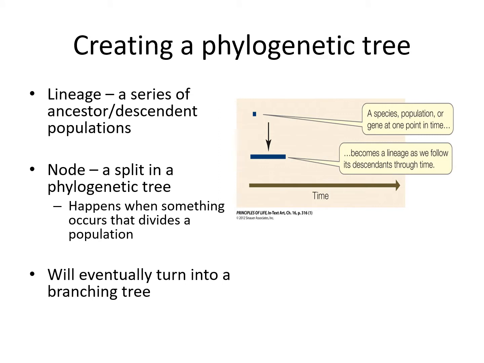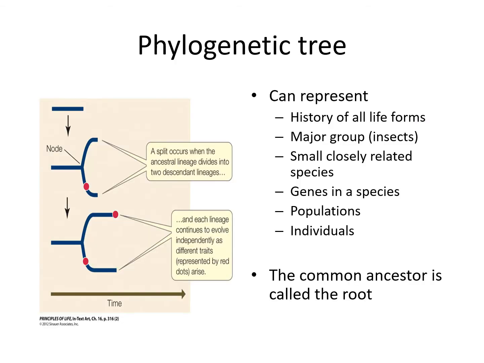So when we create a phylogenetic tree, the lineage is the series of ancestors. And this is kind of like a family tree. It's just sort of a picture of where things are. Anytime we see the lineage split, we call that a node. And nodes are going to lead to more and more branches, trees that show different relationships between different organisms.